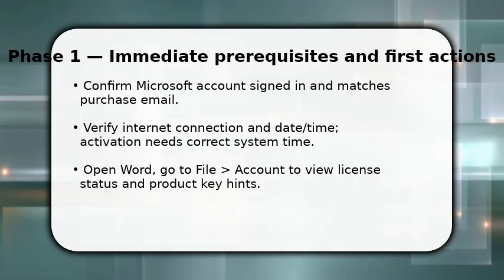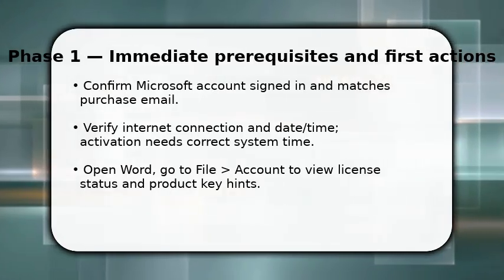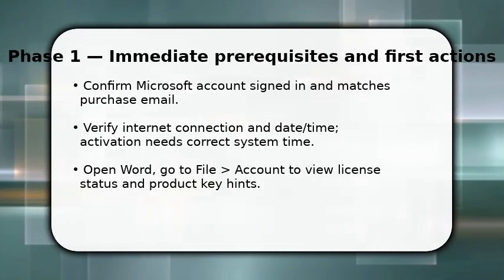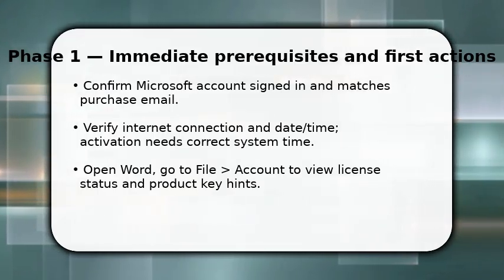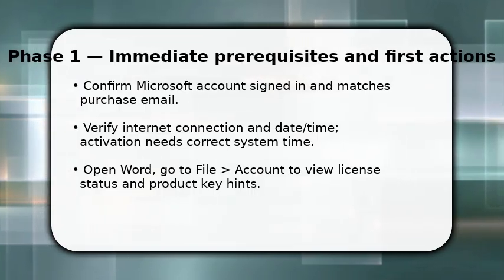You start by confirming the essentials. Sign into the Microsoft account that bought Office because activation ties to that account. Once done, make sure system date and time are correct. Activation checks certificates and will fail if time is off.